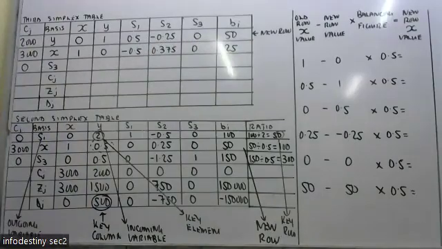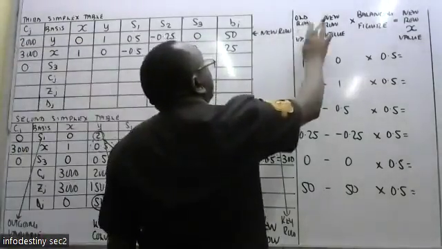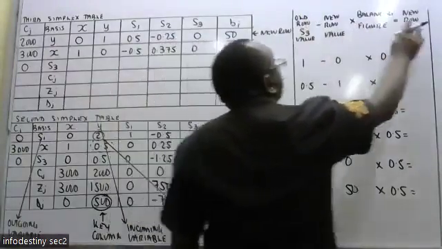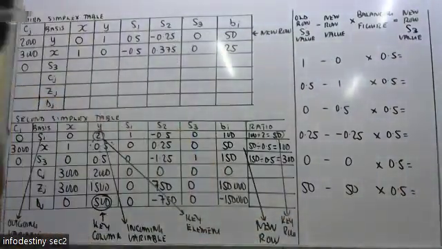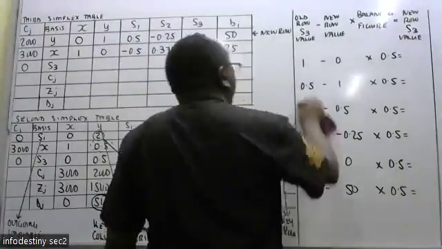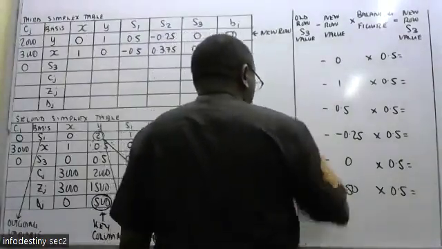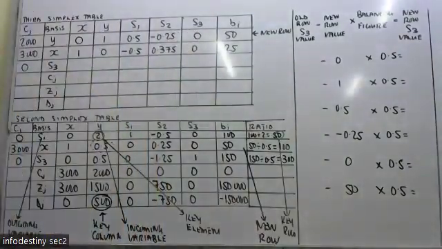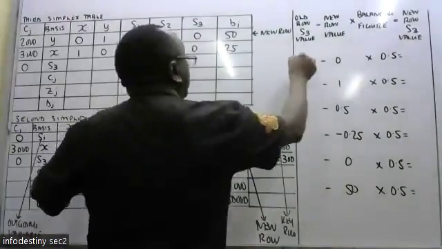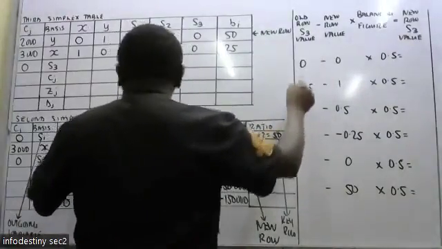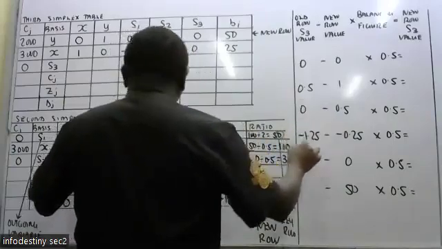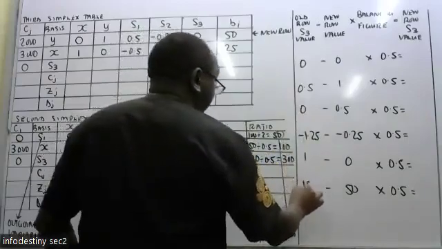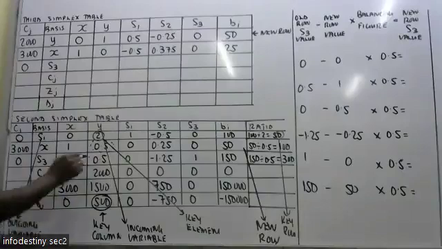Sio iko sawa? Tukimbie nao tufanye F3. S3, old row S3. So old row S3, tutabadilisha hawa. So nileta hizi values za S3. I have 0, I have 0.5, I have 0, I have negative 1.25, I have 1, and I have 150. Alafu hii balance figures bado ni 0.5. So inabaki. So quickly do that.